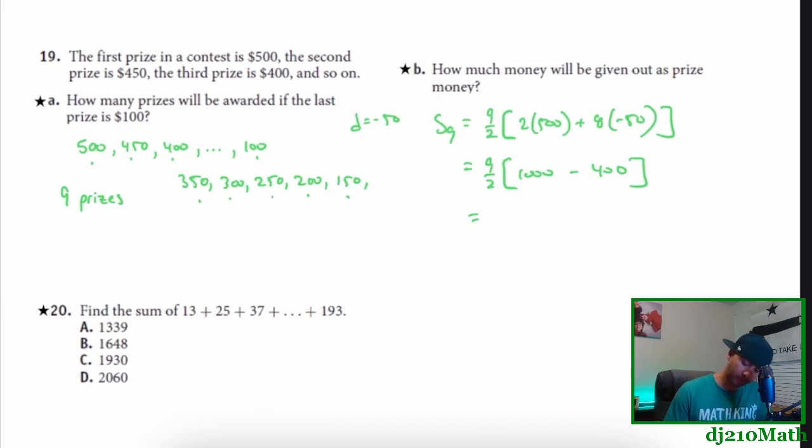All right, so then this is going to be 9 halves of 600. So half of 600 is 300 times 9. So 2,700. $2,700 total was given out.